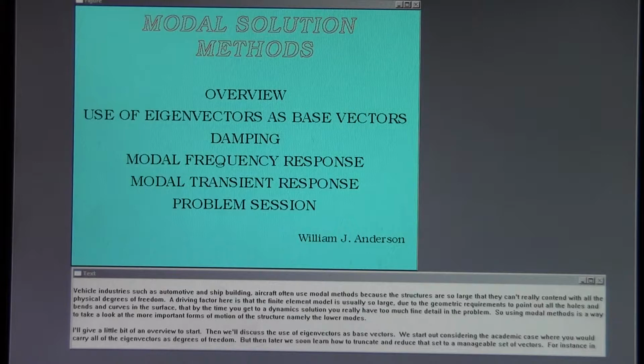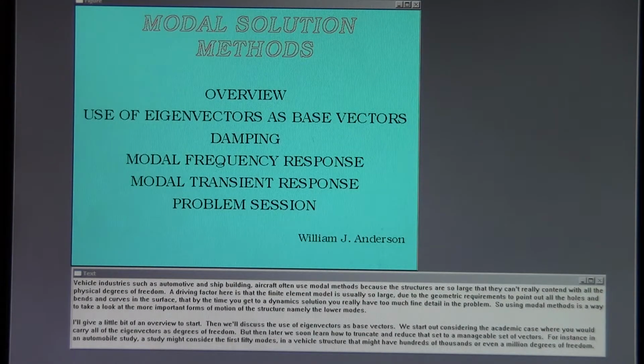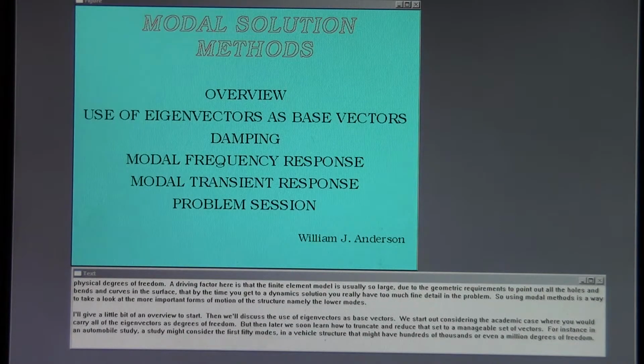A driving factor here is that the finite element model is usually so large, due to the geometric requirements to point out all the holes and bends and curves in the surface, that by the time you get to a dynamic solution, you really have too much fine detail in the problem. So using modal methods is a way to take a look at the more important forms of motion of the structure, namely the lower modes.